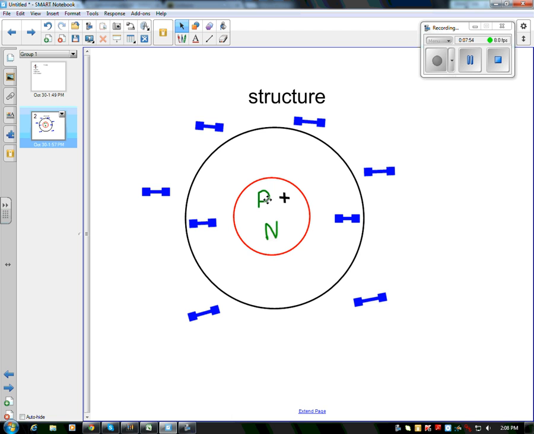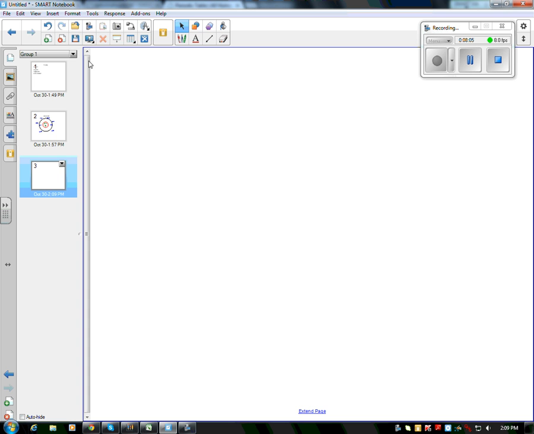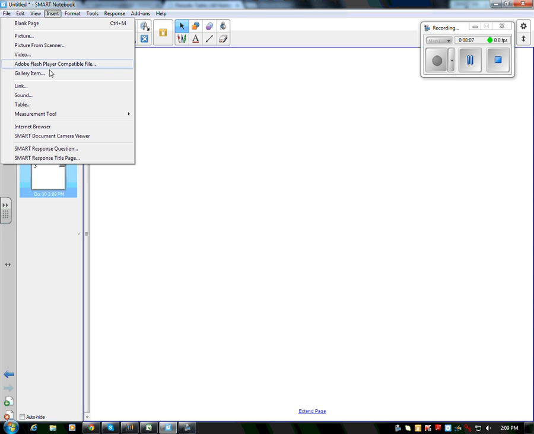Now in the center, we have protons, and the protons are what make the atomic number. When we look at the periodic table, let's go over here.